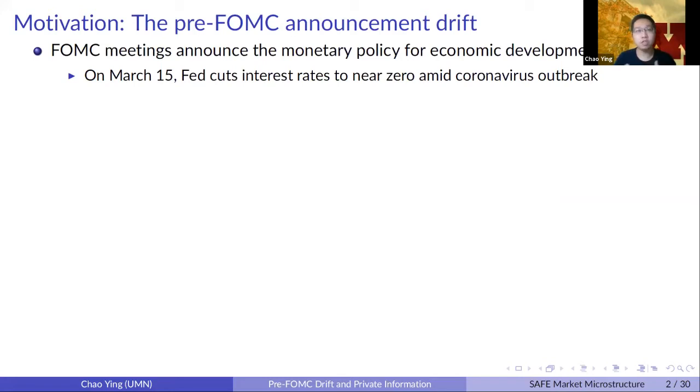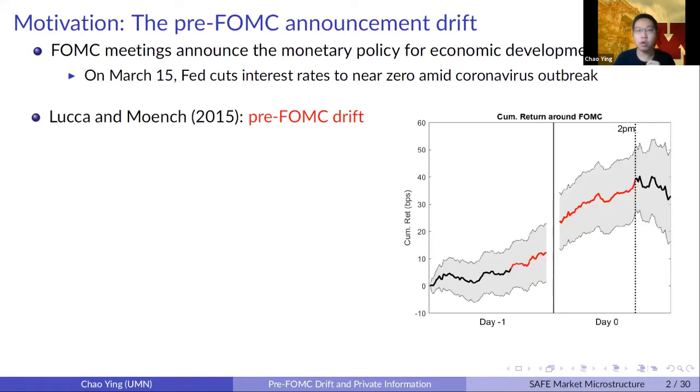Given the huge attention to FOMC announcements, a natural question to ask is, what is the average return around these events? Lucca and Moench document the famous pre-FOMC announcement drift in the equity market: a large excess return is realized in the 24-hour window before FOMC announcements.